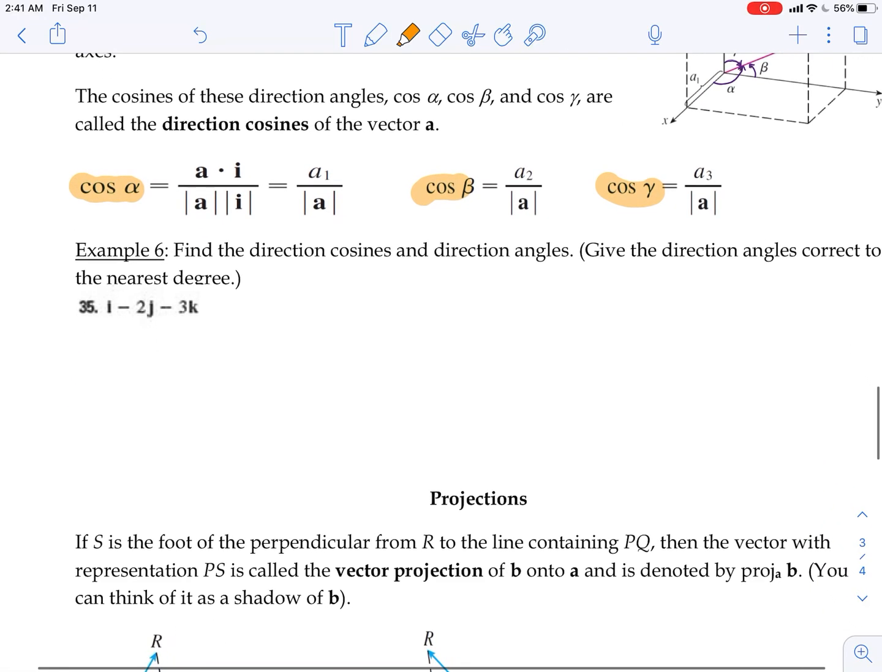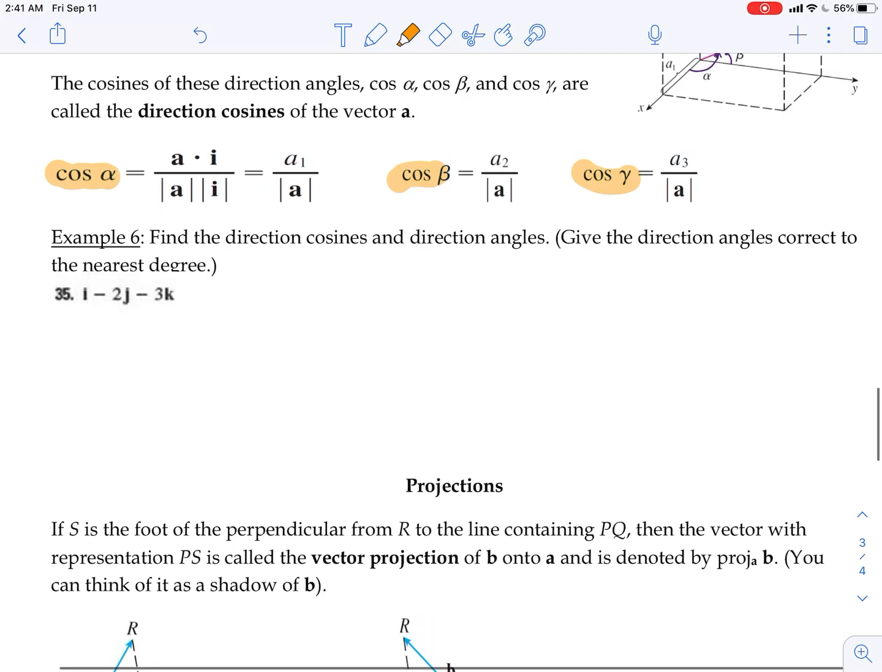So starting off with example 6, find the direction cosines and the direction angles, and give the direction angles correct to the nearest degree. For the first one, if you don't like it in standard basis vector form, you can say, hey, we're dealing with the vector 1, negative 2, negative 3. So let's find our cosine alpha first.